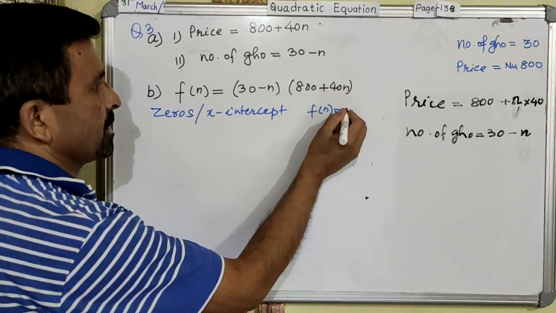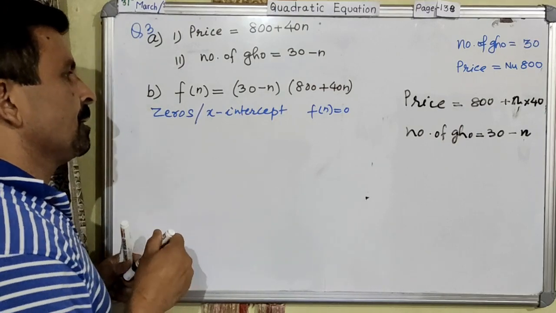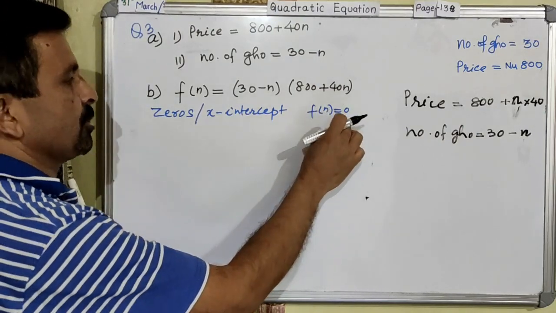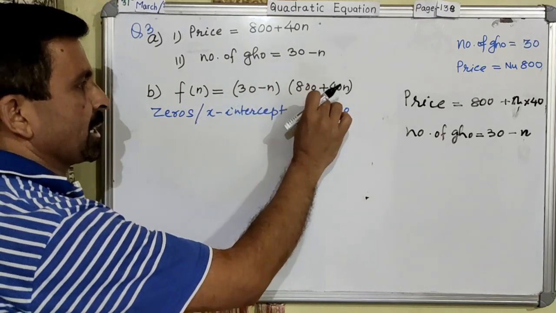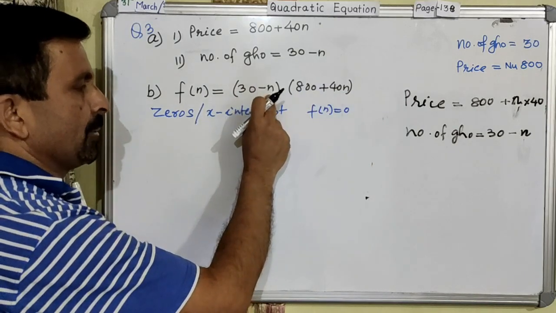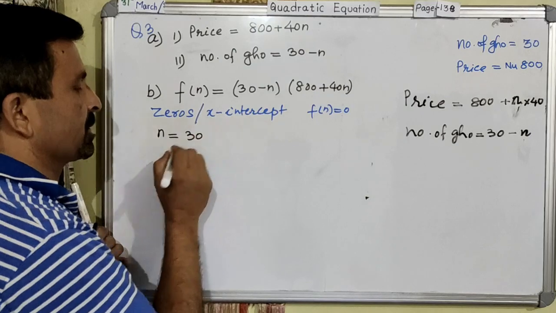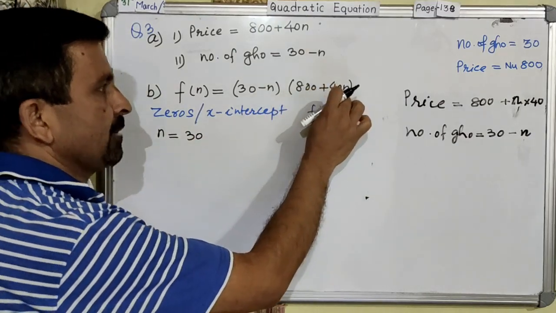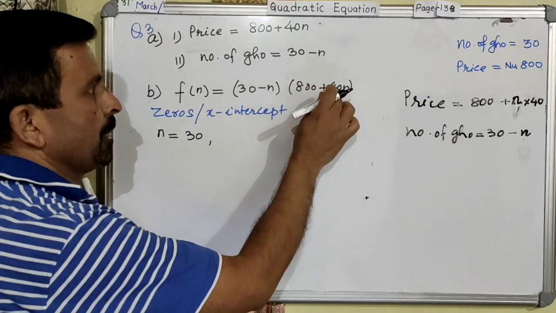Now these zeros or x-intercepts we calculate by assuming f(n) to be 0, right? So when you have assumed this to be 0, I am not showing you the whole calculation now. I can use this part and then get the 2 different values of n. One value of n I will get from here, which will be n is equal to 30. Straight I am writing. Then I will get another value from here. Is this okay? So that will be how much?